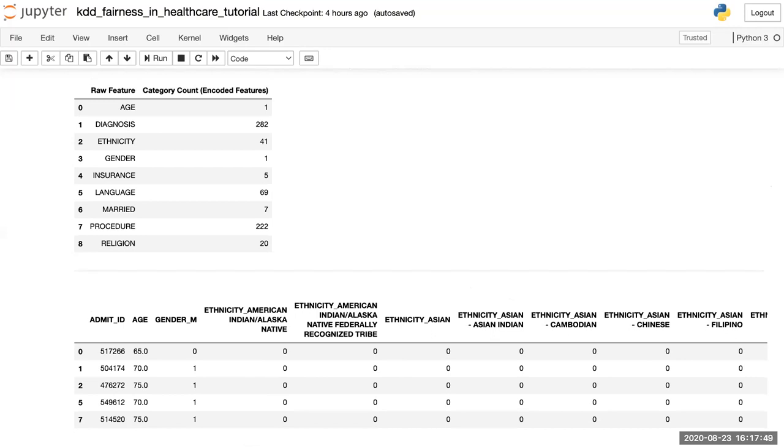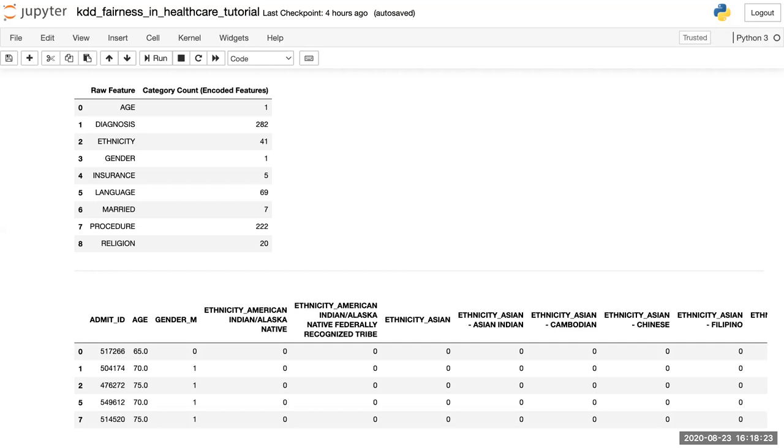Again, we've tried to keep things relatively simple. For these examples, we've included only demographic and insurance information in addition to the patient's diagnosis and treatment codes encoded in single level CCS categories. You can see in the table at the top of the screen the list of original features. So in addition to the age variable we added, we've included diagnosis, ethnicity, gender, insurance, language, marital status, procedure, and religion. Our actual models will be more simple than that.